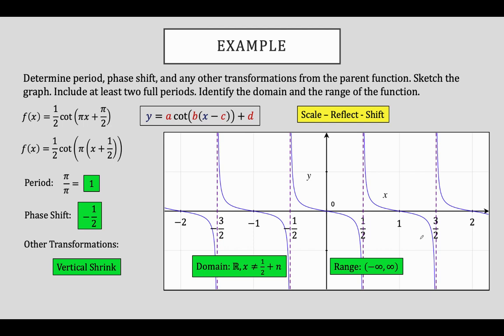All right, tangent, cotangent. Coming up next, secant and cosecant.